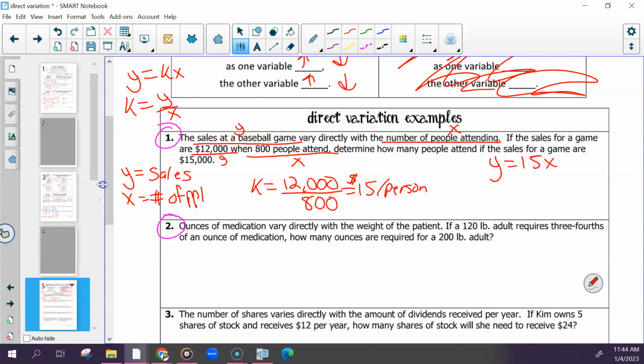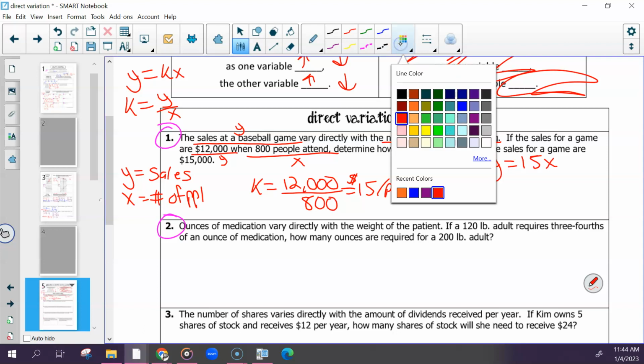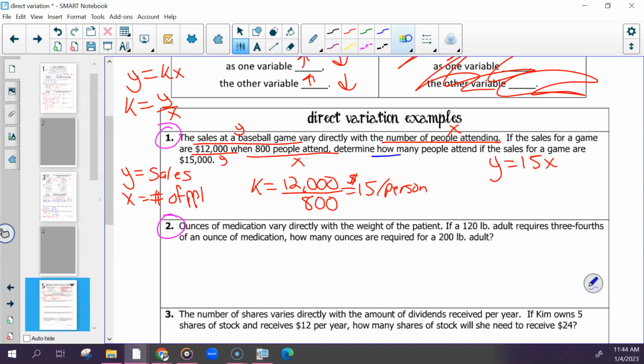Look at the second part. The hardest part about these is figuring out what you're trying to solve for. So here, we need to find how many people attend if the sales for a game are 15,000. What are we solving for? X or Y? X. So this would be 15,000 equals 15x, and solve for X.